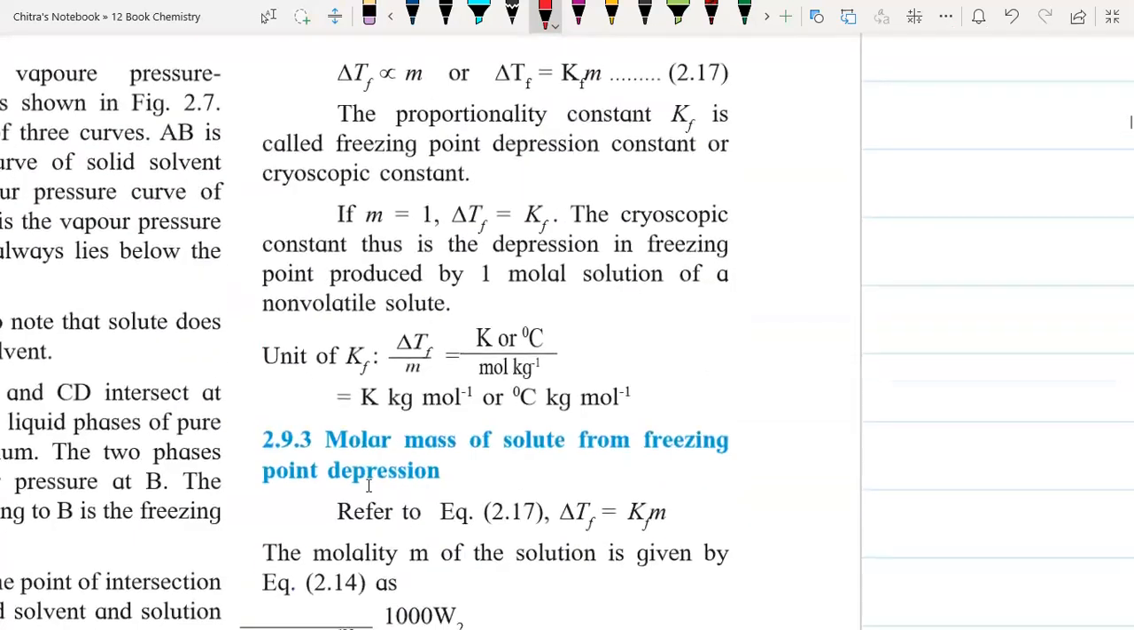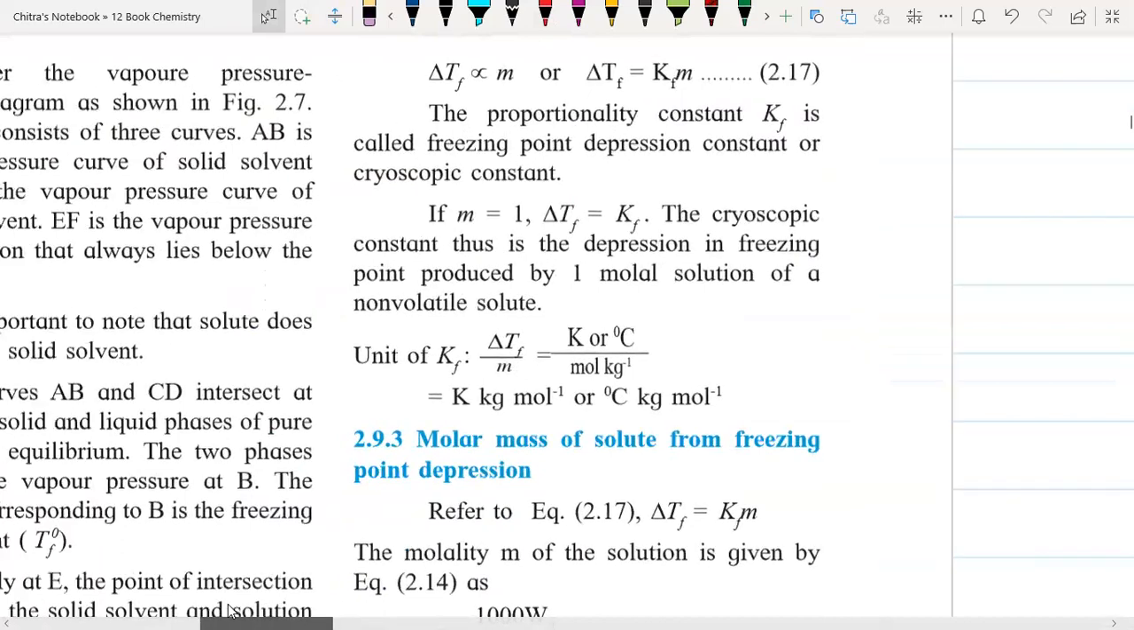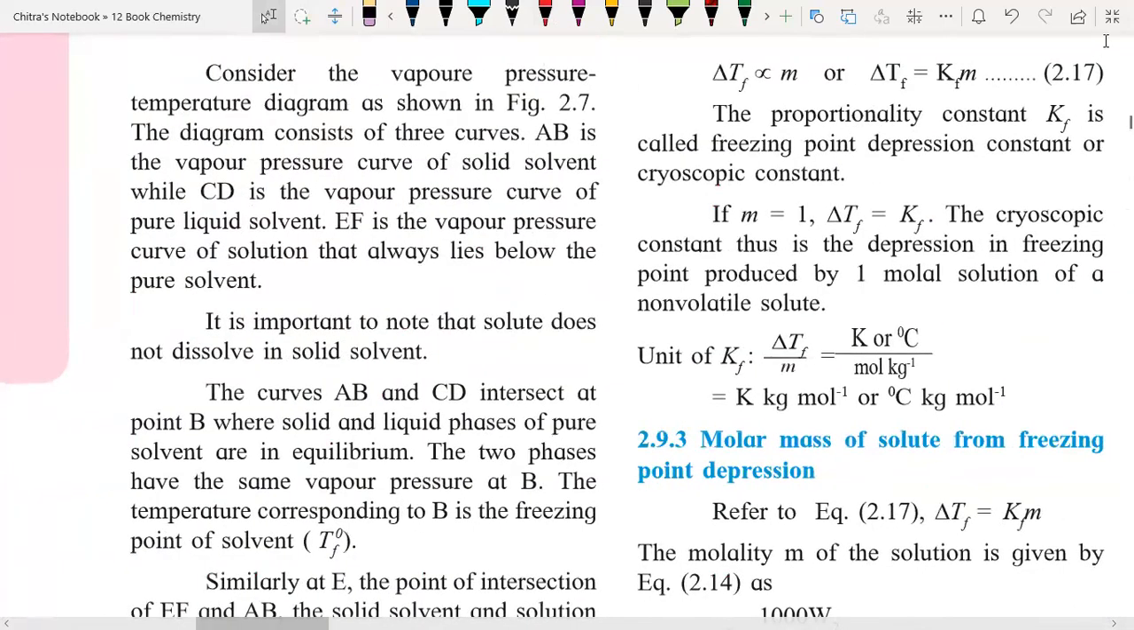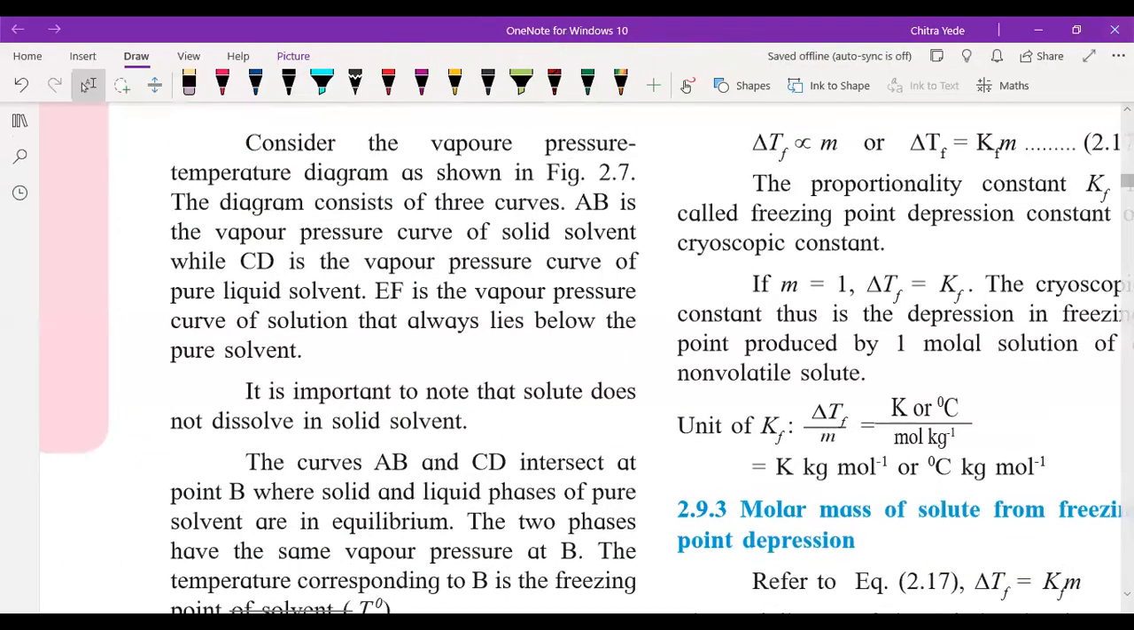Now, molar mass of solute from the depression in freezing point. What is the time, beta? Okay, time is also done. So we'll continue with the mathematical expression for molar mass of solute from freezing point depression. We will derive that tomorrow.